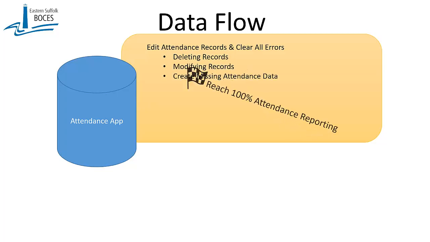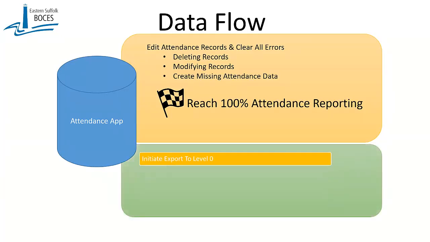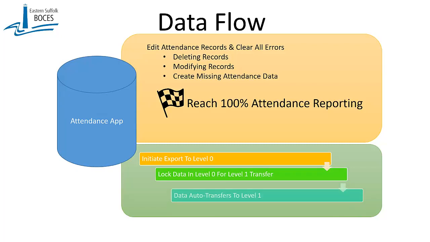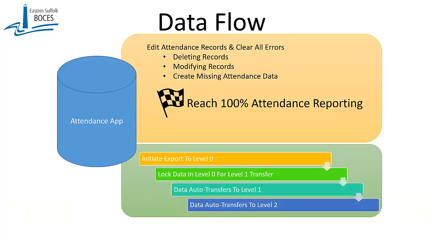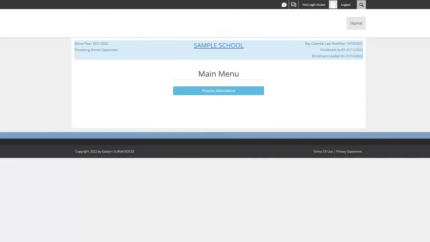Remember, your goal is to reach 100% attendance record reporting. Only once you have cleaned all your data and reached 100% of the expected record count without any errors, will you be able to initiate an export of the attendance data to Level 0. Once the data is received and processed by Level 0, you will need to lock the data within the Level 0 portal. After this, the data will transfer to Level 1 and then later transfer to Level 2. Now that we've reviewed the data flow, let's go ahead and perform the steps we spoke about.